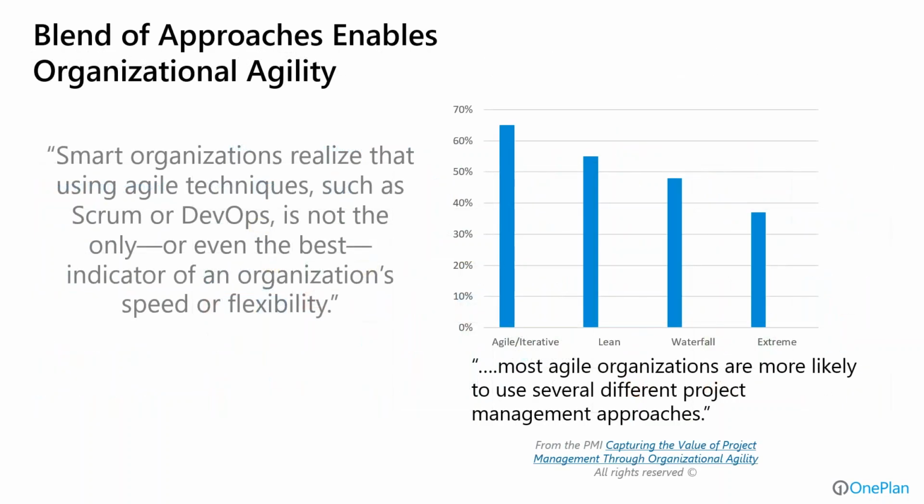But the Gartner Group says you don't have to have a homogeneous type of approach to these things. That blend of approaches enables organizational agility, and that most organizations are more likely to use several different project management approaches or even tool sets to be effective because the nature of the work varies and the nature of the challenges vary in different parts of the organizations.